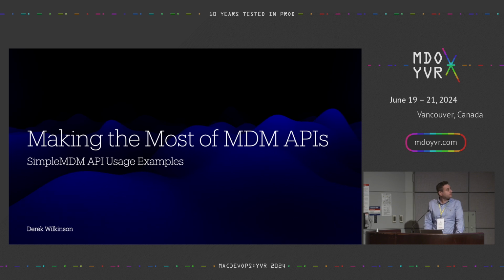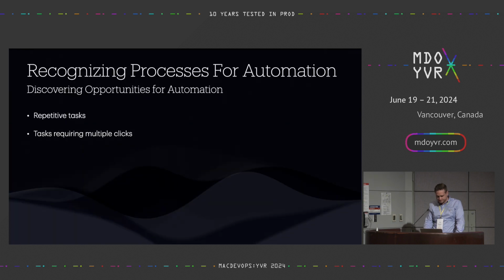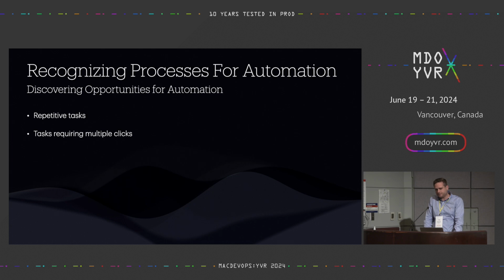I'm going to be talking to you guys about some usage of MDM APIs. We use Simple MDM currently, and I'd like to give a couple quick examples of how we utilize that. So first, you have to recognize processes for automation. Typically, these are repetitive tasks or tasks requiring multiple clicks in different places, in this case, different places in the MDM interface.